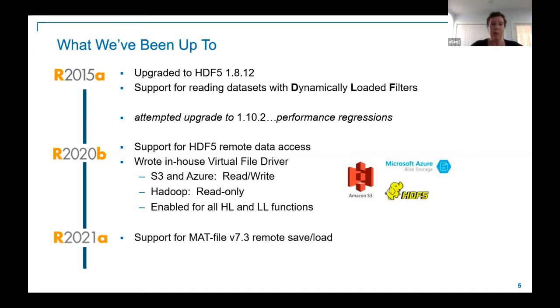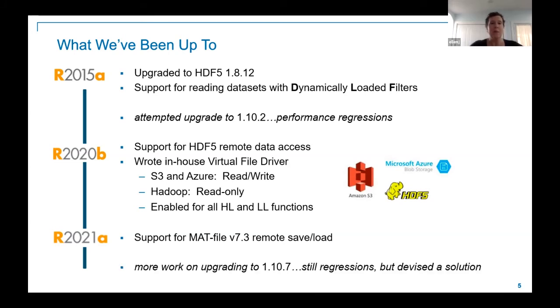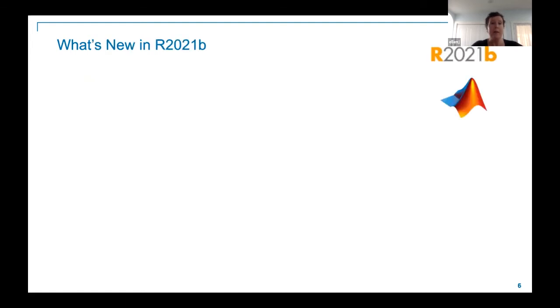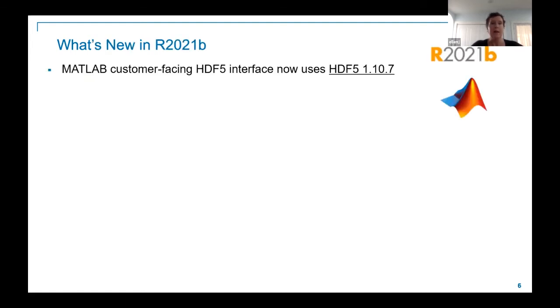And then more time went by. The MAT file team also, because they use the same version of HDF5 that we do up until what I'm going to talk about next, added remote save and load for MAT file 7.3. So then more time went by, HDF5 moved to 1.10.7 on the 1.10 branch, and we still saw regressions, but we devised a solution. So what I'm happy to say now is that in R2021b, the customer-facing HDF5 interface now uses 1.10.7.